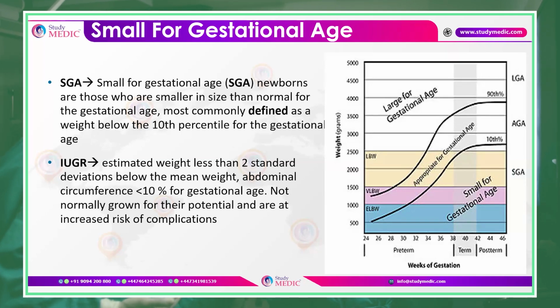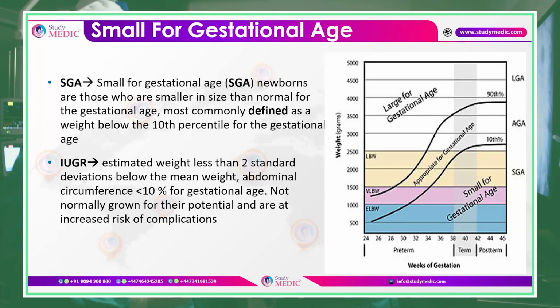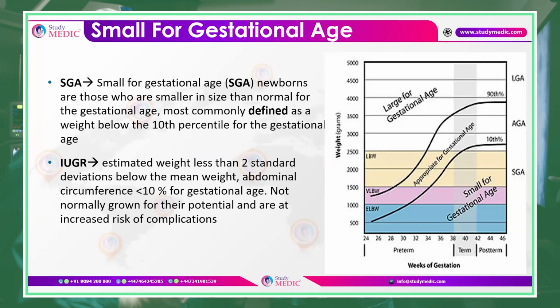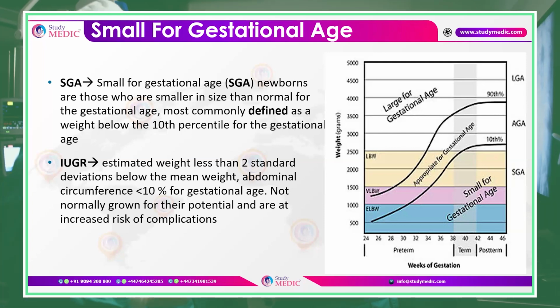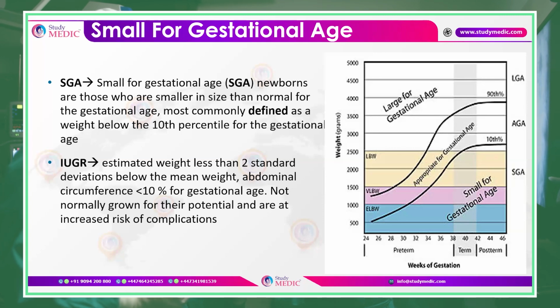There is a difference when we say small for gestational age and intrauterine growth retardation. Small for gestational age babies can be normally growing babies as well, as it all depends upon the other features. Small for gestational age newborns are those who are smaller in size than normal for the gestational age, most commonly defined as weight below the 10th percentile for the gestational age.